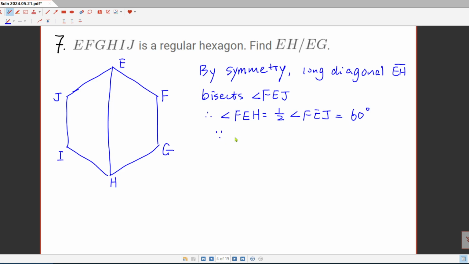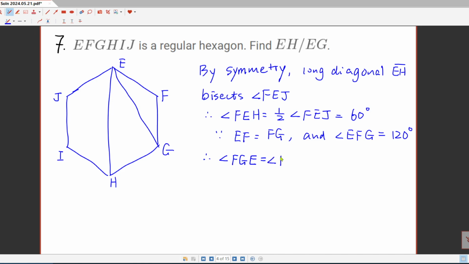And since EF equals FG and angle EFG is 120 degrees, then we have angle FEG equals angle FGE, which is 180 minus 120 over 2, and that's 30 degrees.